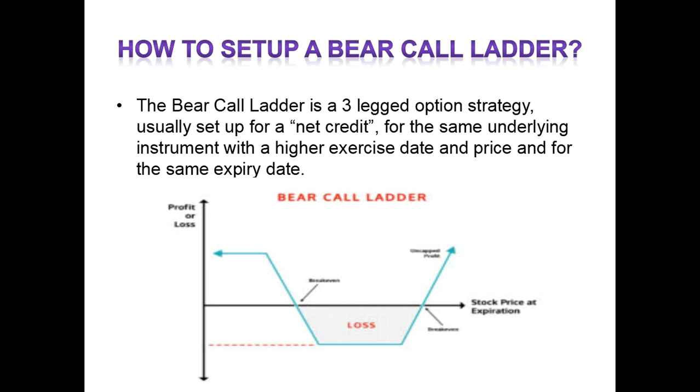So the bear call ladder is a three-legged option strategy. They're usually set up for a net credit for the same underlying instrument with a higher exercise price and for the same expiry date. As we can see here, there is a prediction of how the stock price might possibly move when you apply the bear call ladder. There might be a small, temporary loss, and then it will break even and go on to a higher trend.